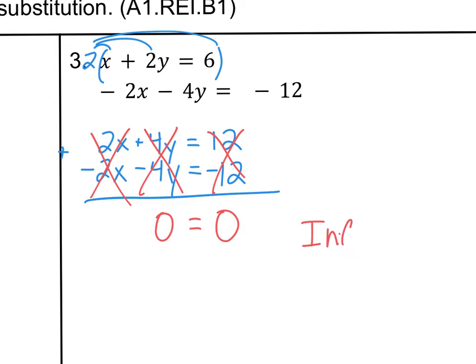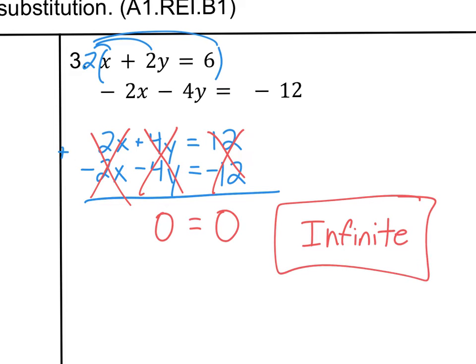Infinite. Remember, infinite solution is a true statement with no variables. No solution is a false statement with no variables. Okay? Questions on that? They're not always going to all cancel out. Okay? Like, for instance, on number 2, they won't. But if you would get them all to cancel out and you're left with a true statement, it's going to be infinite. If you're left with a false number statement, it's going to be no solution.